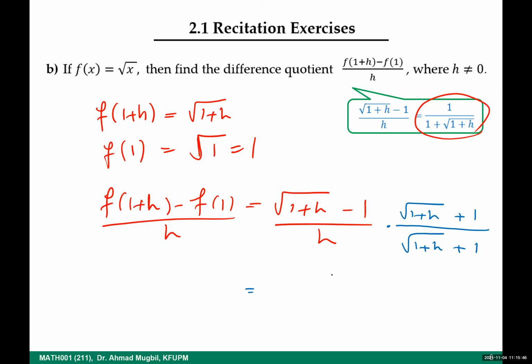Then you will get what? 1 plus h minus 1 over h multiplied by the square root of 1 plus h plus 1. This will be 1 minus 1, 0. And you will have what? H over h will be cancelled, and you will have 1 over square root of 1 plus h plus 1.